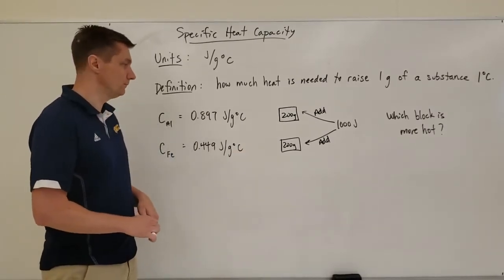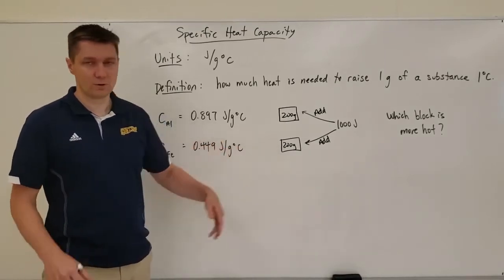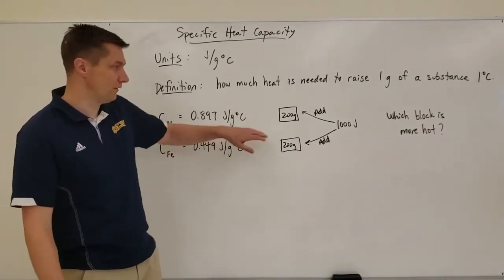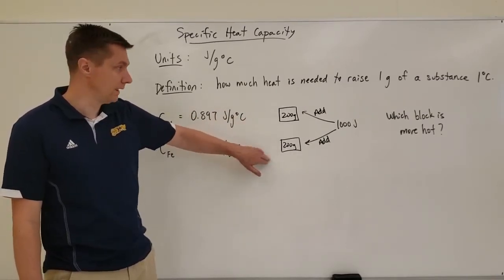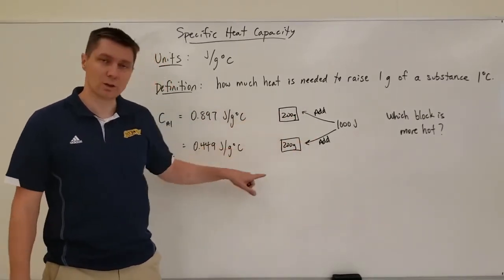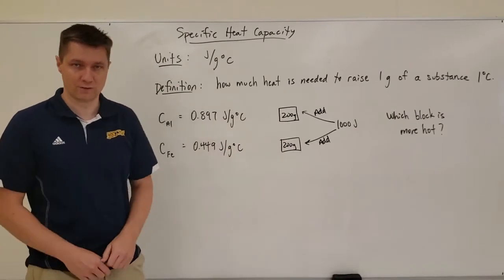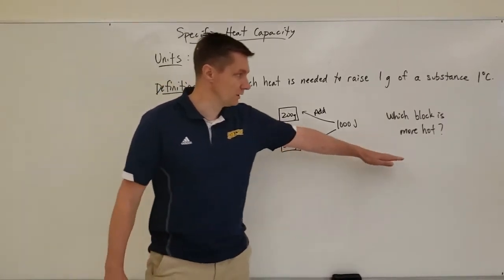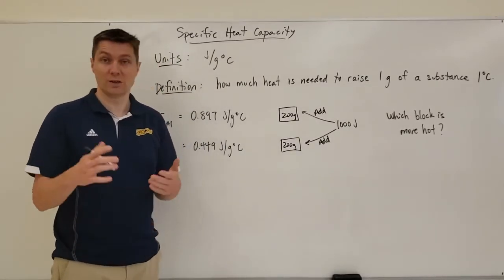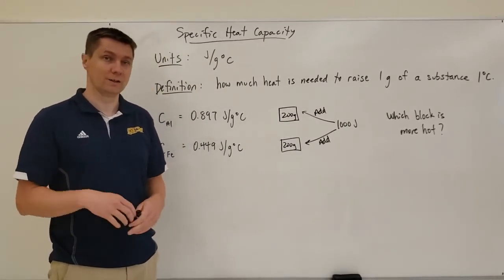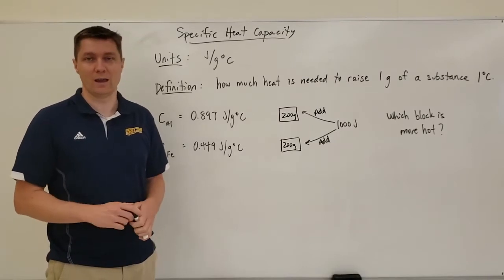And so in this example right here, if we apply that knowledge to it, if I've got 200 grams of aluminum and 200 grams of iron, and I add to both of these blocks of metal 1,000 joules of energy, the question then becomes which block is going to be more hot. And so you can pause the video right here if you want, generate an answer, and then hit play, and we'll go through the answer.